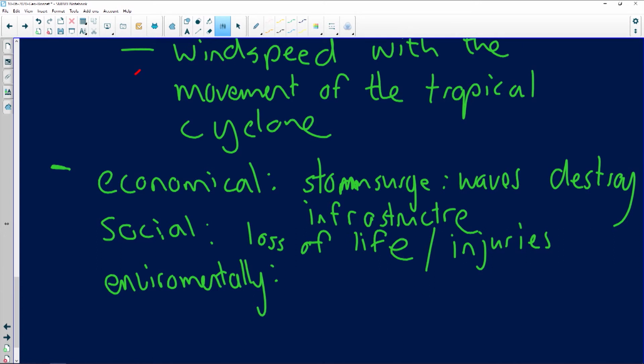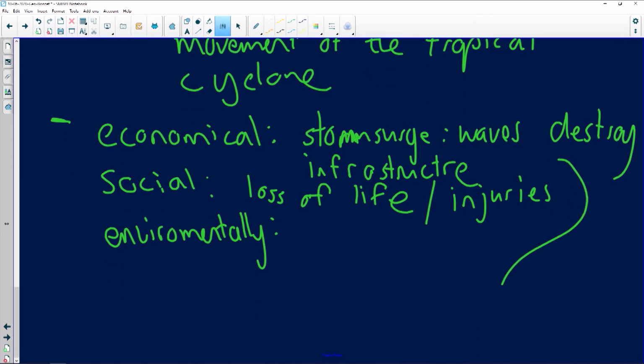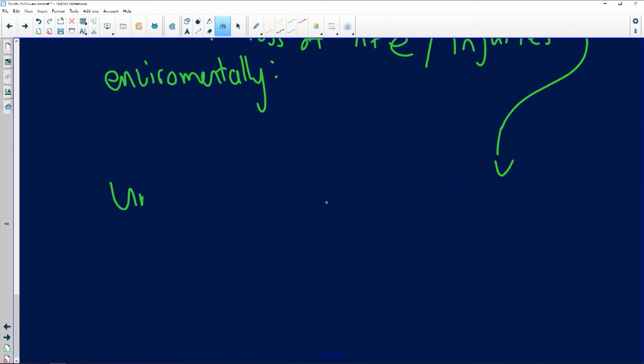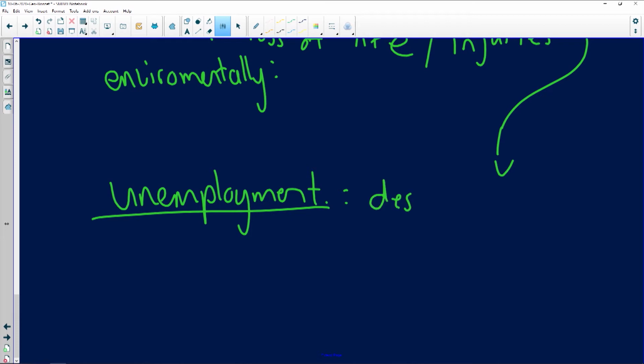If we go in socially, economically, I just want to write down there. I just want to go down a little bit. Okay. It may lead to unemployment economically because it destroyed the businesses. Okay.